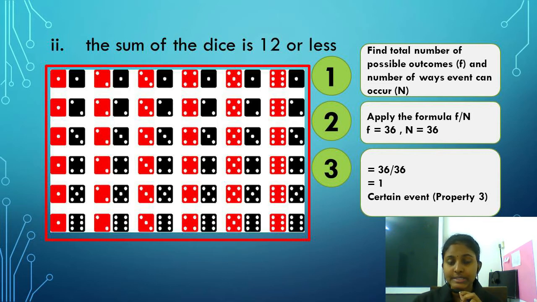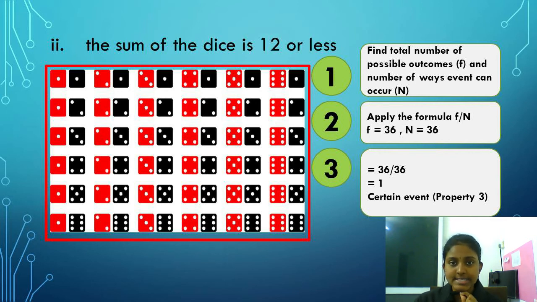Now let's move to the next question. The second question is: the sum of the dice is 12 or less. When we look into this diagram, all the dice rolls are 12 or less, because the highest number a die can show is 6, so the total is at most 12. The rest of the rolls are less than 12. So all the dice rolled here are possible outcomes and count as ways the event can occur.